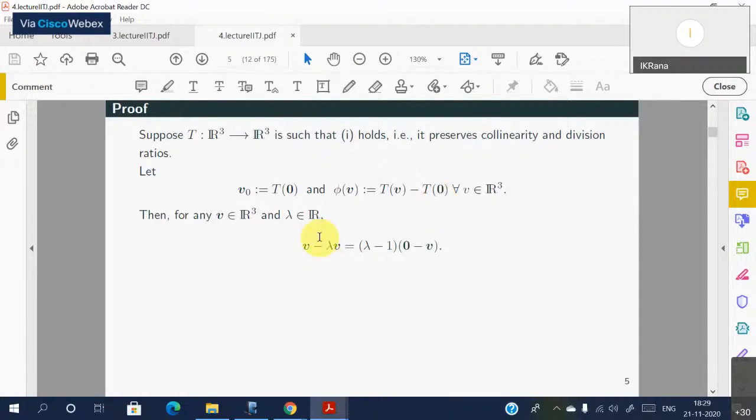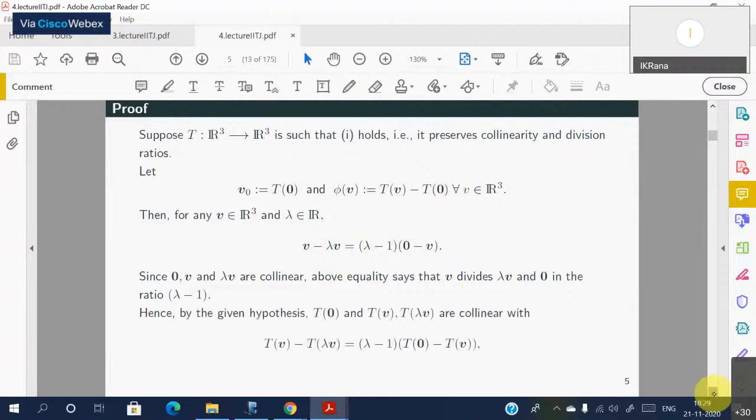So you can look at V minus lambda V, that is lambda minus 1 times 0 minus V. Since 0, V and lambda V are collinear points, the above equality says that V divides 0 and lambda V in the division ratio lambda minus 1. And by the given hypothesis, T of that should be equal to lambda of T of that. The collinearity goes to collinearity.